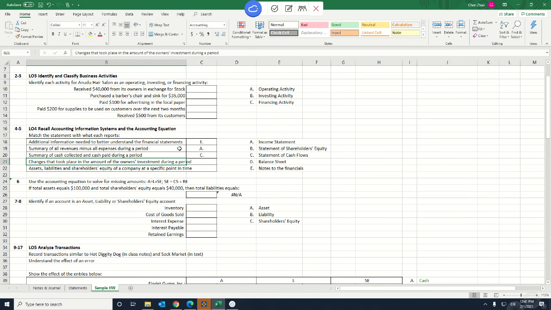The owner's investment is actually shareholders' equity, right? So actually this question is asking what is the change of shareholders' equity. So 30 seconds or until everyone answers the question.